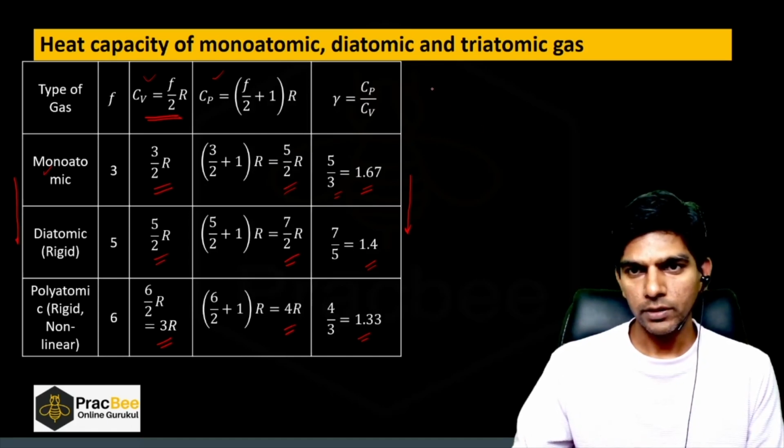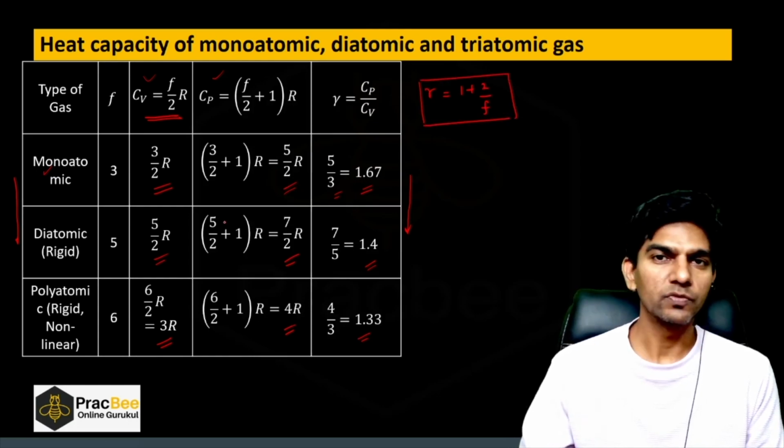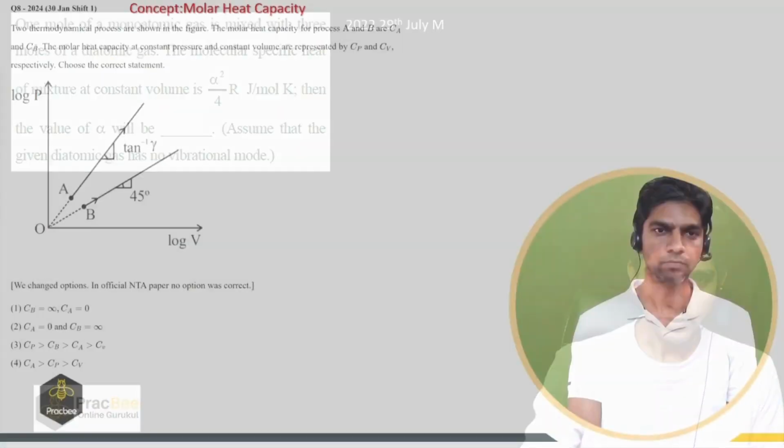And there is one more formula for gamma. So we can say gamma is 1 plus 2 by f. So this formula is again very handy. You can remember this formula to find the gamma value if the degree of freedom is given to you.